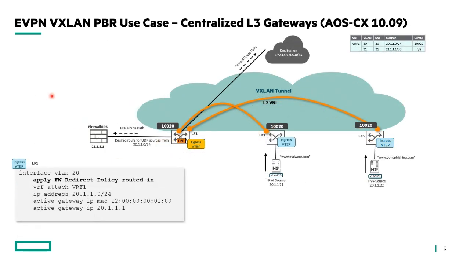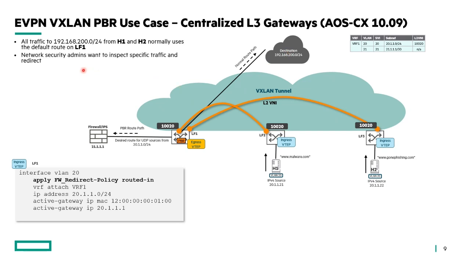Okay, and it's a similar example, just with centralized gateway. So all traffic to 192.168.200 from H1 and H2 normally goes through the default route on leaf 1 and out northbound, as you can see here. But in some cases, network security admins may want to inspect specific traffic and redirect. So an example here, we've got where we want to take DNS lookups for malware.com and gonefishing.com and have that redirected out to a firewall for inspection and obviously a drop at that point.